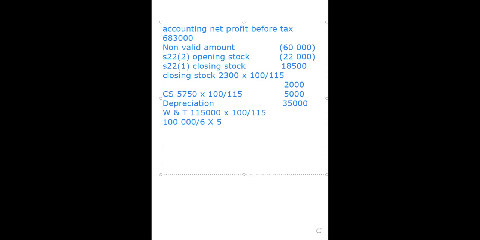So it's going to be times 5 divided by 12. So it's going to be 100,000 divided by 6 times 5 divided by 12. It's going to be 6,944. The allowance is going to be 6,944. That's your section 11E, sorry, that's your amount.